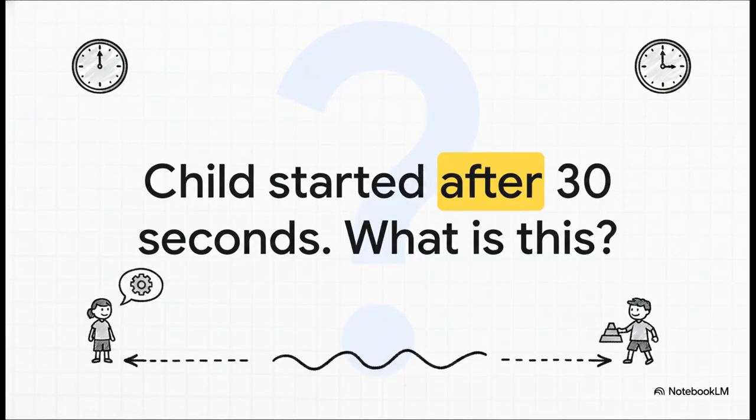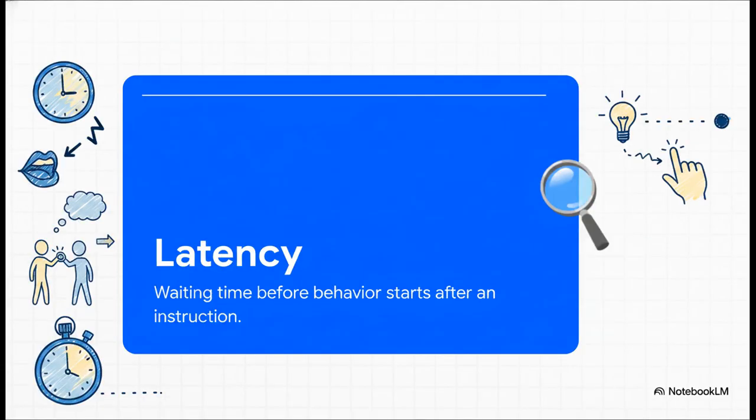Think back to that big trap we talked about. You gave an instruction, and there was a waiting period before the behavior actually started. What was that called? Awesome job if you remembered latency. You perfectly separated it from IRT. Latency is always about that pause between the instruction and the initiation of the response.